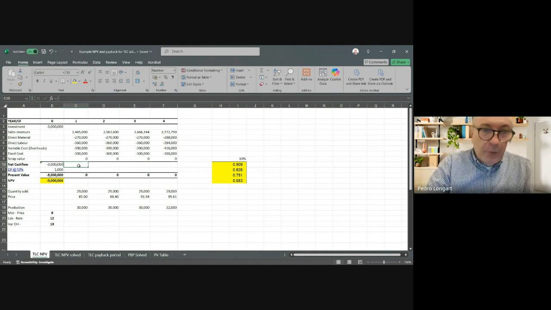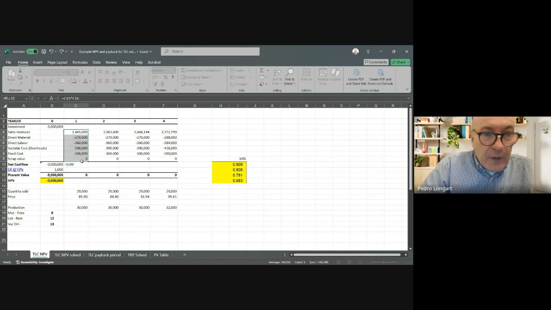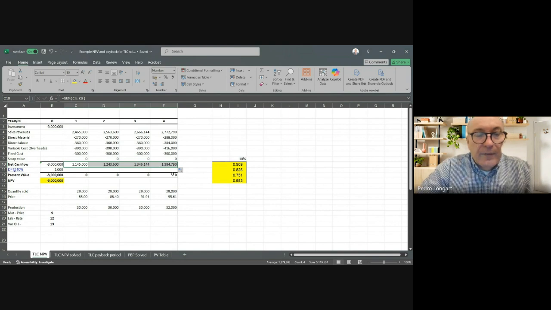How? I simply put equal, sum, which is adding all these values from here to here. I repeat, sum, and I get all these values, and you will have 1145. I can actually omit completely the scrap value because it has no scrap value, and drag it across, and you will have all your net cash flow for the year.